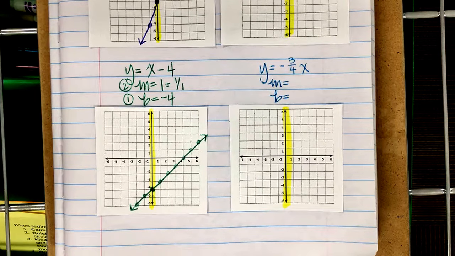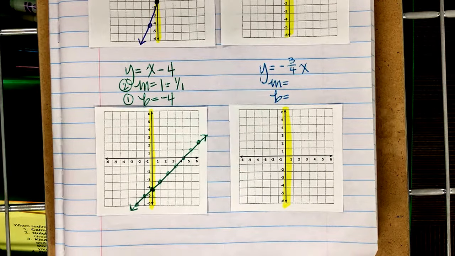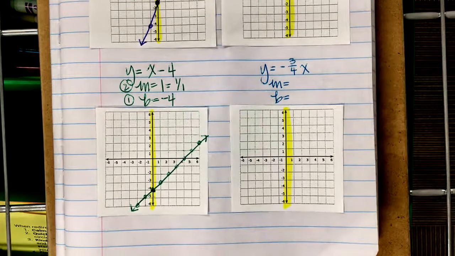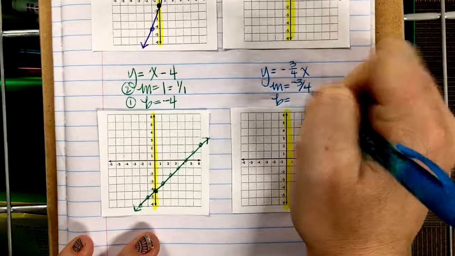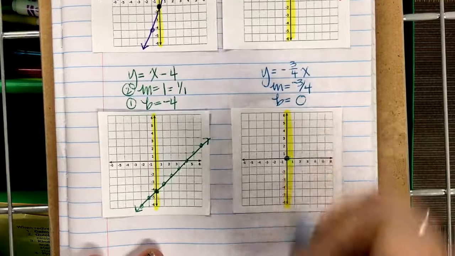Y equals -3/4 x. What's the slope? -3 over 4. What's the intercept? 0, so it starts at the origin.